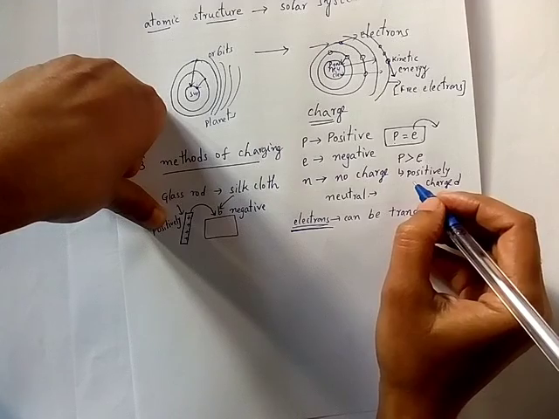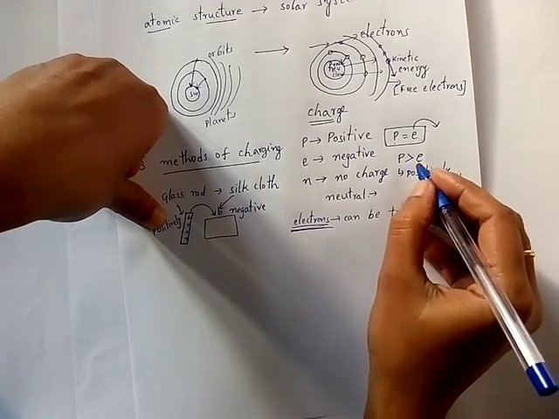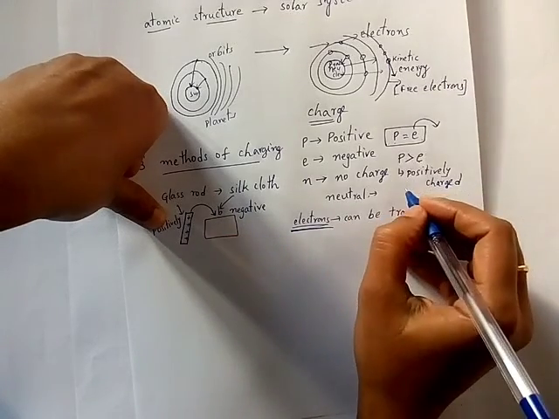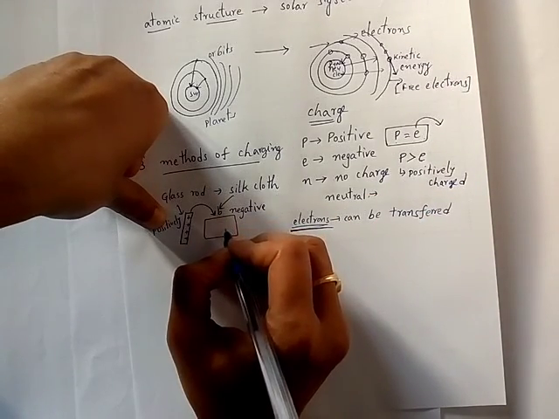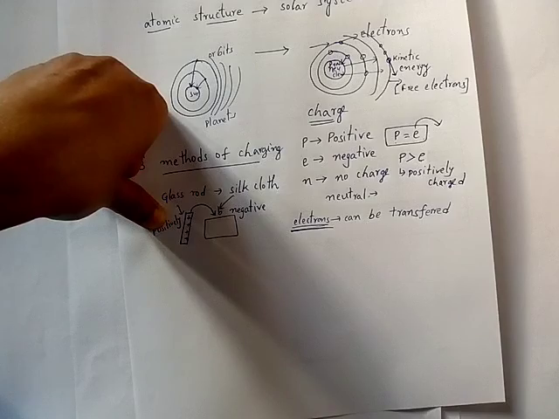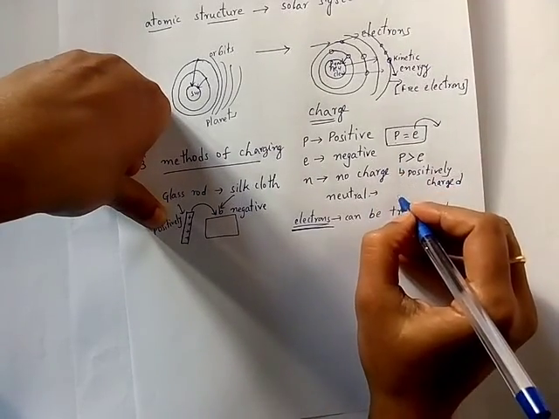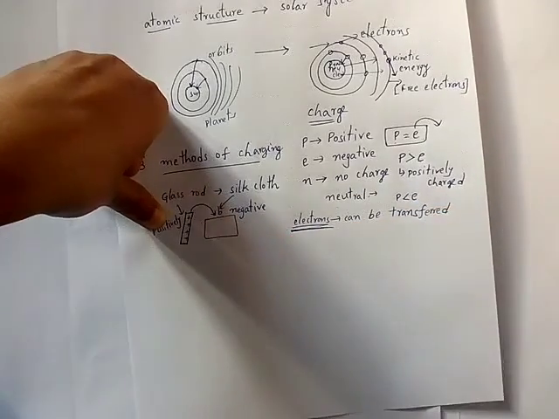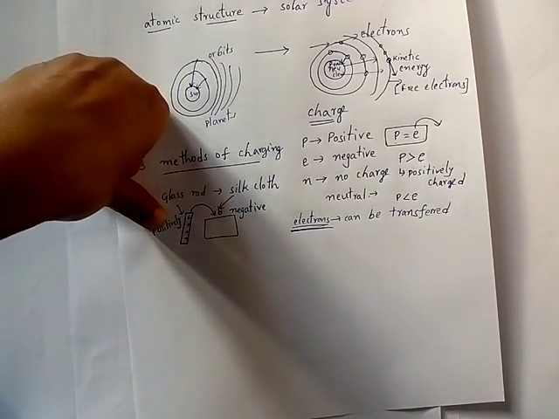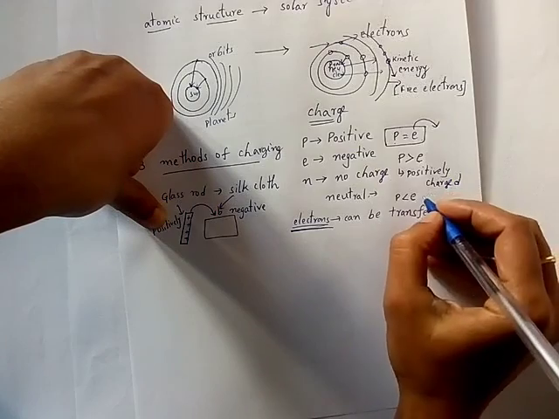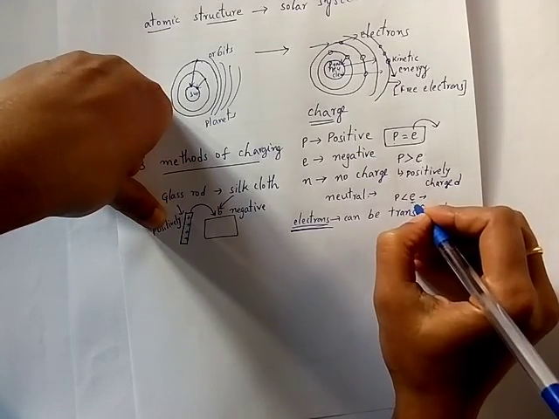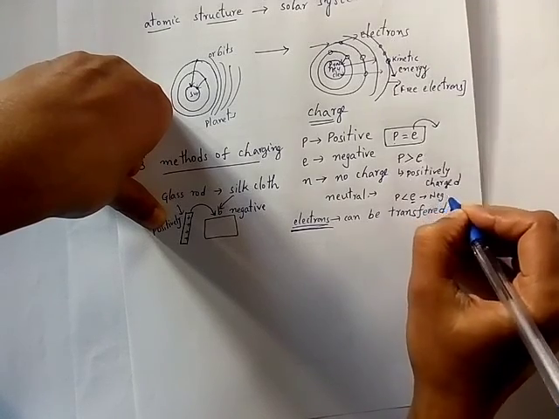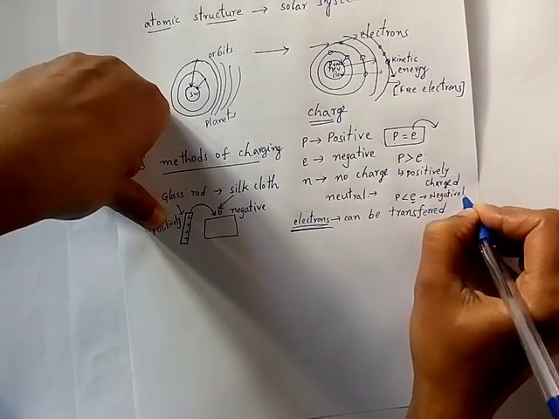If electrons got transferred to the other body, it already has some electrons and now extra electrons have come to that body. In this case, the number of electrons becomes more than the number of protons. So what do we call this body? As the number of electrons is more, we call it a negatively charged body. I hope all of you understood this.